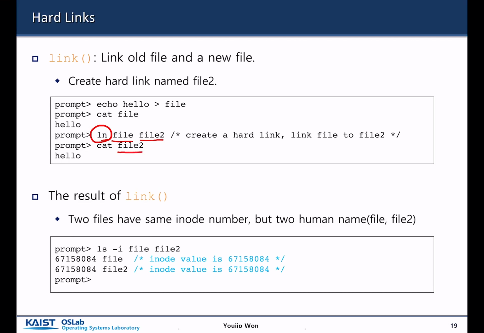So if you perform the link, then ls -i file, this option shows the inode number. So if you perform it on file 1 and file 2, then both of them will point to the same inode. So the meaning of hard link is, there is a directory.